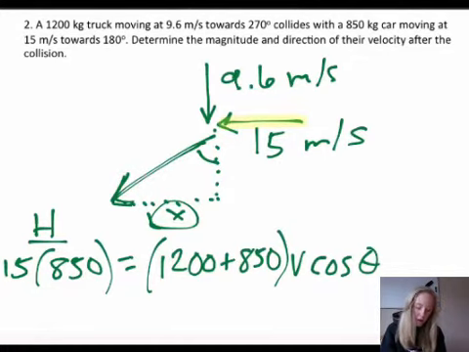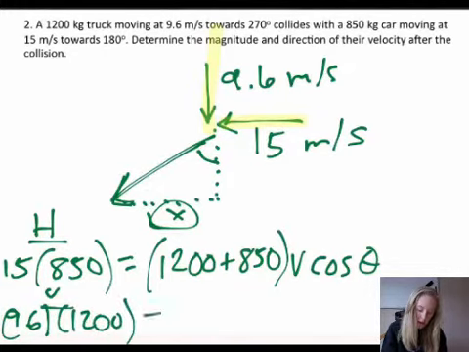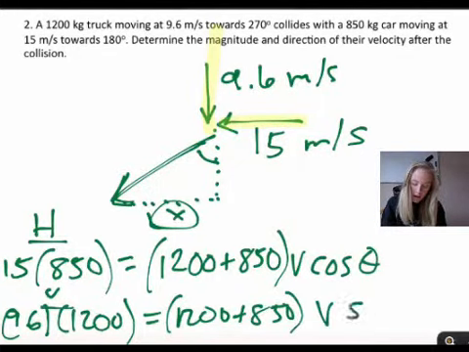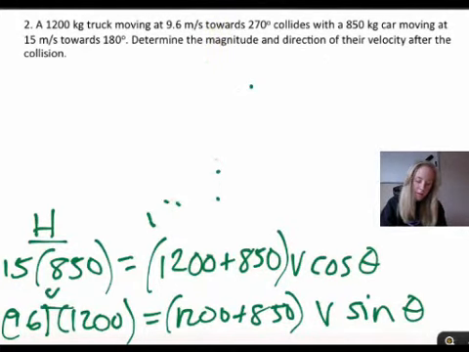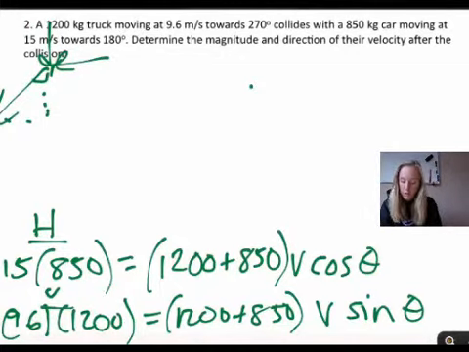And then in the vertical direction, that's only this guy. So you've got 9.6 for your velocity times 1200 equals 1200 plus 850 v sine of theta. So we've got two equations and two unknowns. So I'm going to erase this so I have some space to work, just to remind myself the arrow that I marked and with this angle marked.